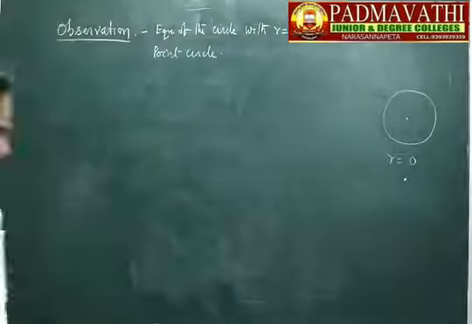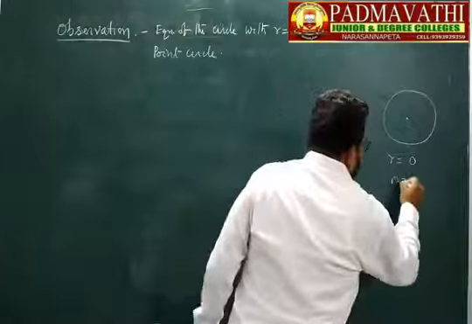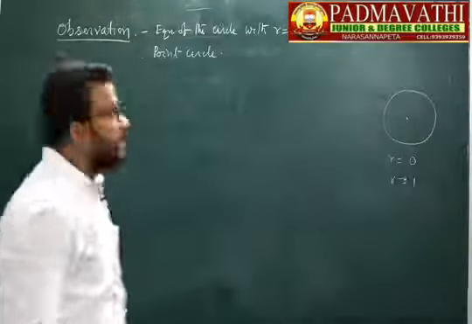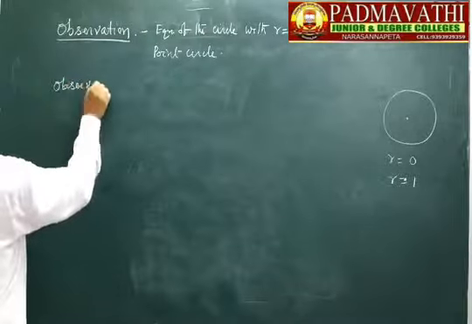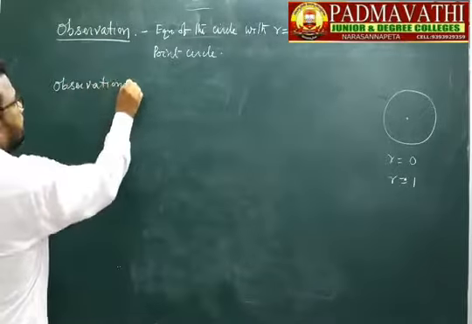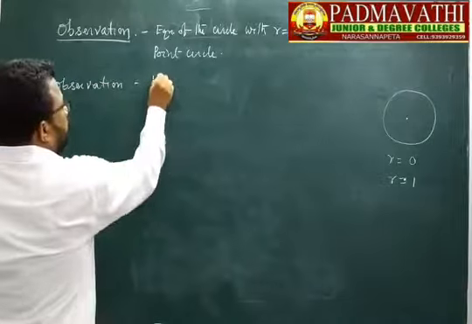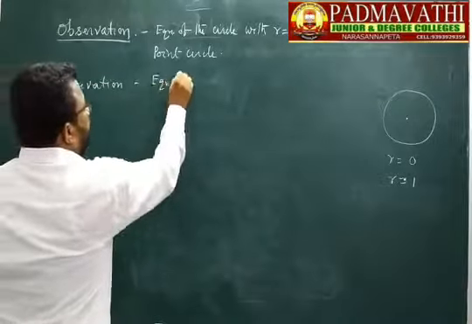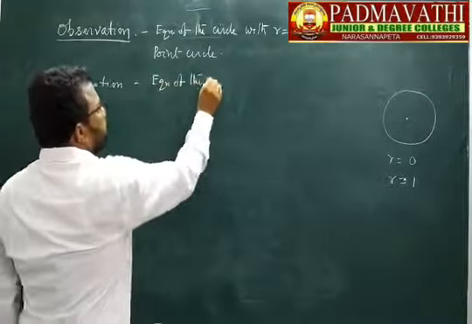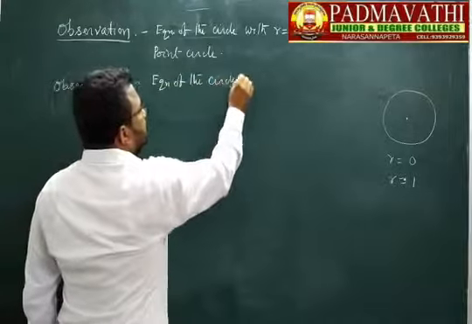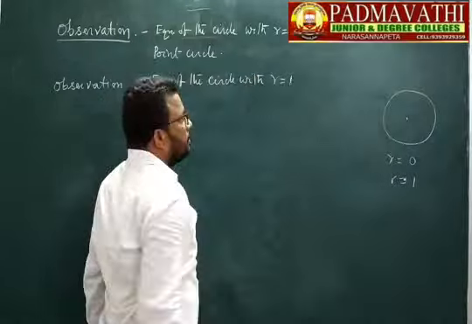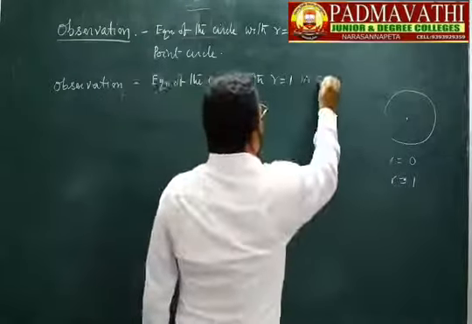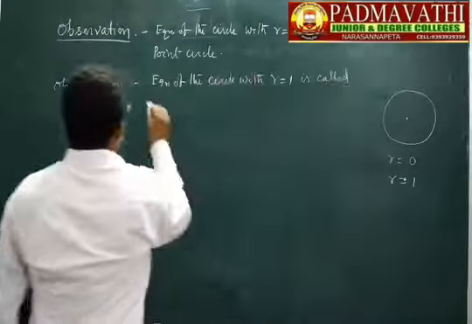Another observation: if the radius is 1, if r is equal to 1, then the circle is a unit circle. The equation of the circle with r equal to 1 is called a unit circle.